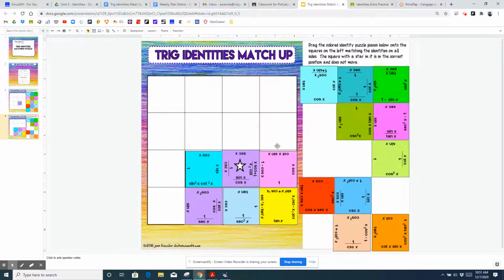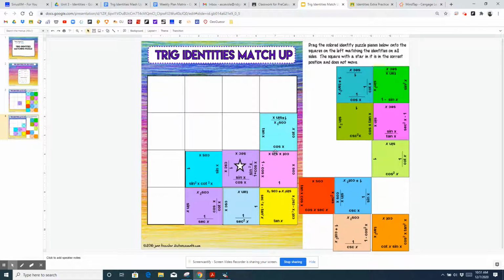Now let's work up, I guess. So I see this purple one, cotangent times sine. All right, so cotangent is cosine over sine. So the sines would cancel out. So I'm looking for cosine on the bottom. So I see this one right here as cosine on the bottom. I don't see anything else with cosine on the bottom. So I'll assume that's right for now.